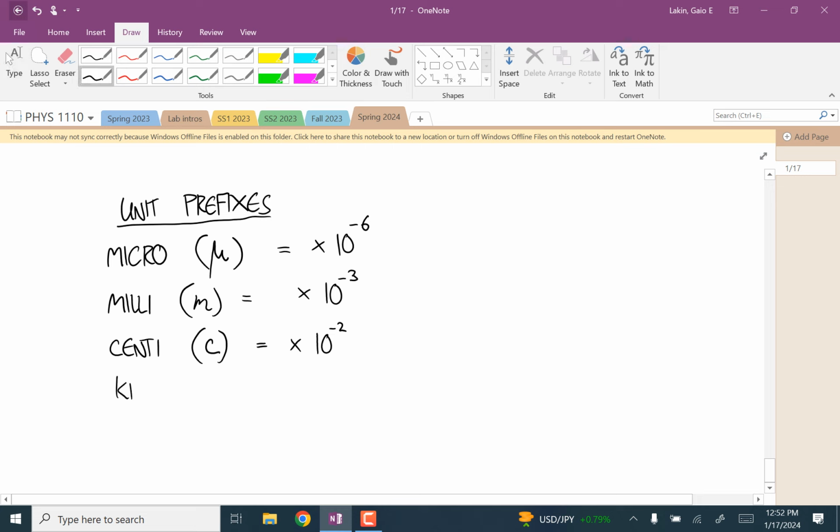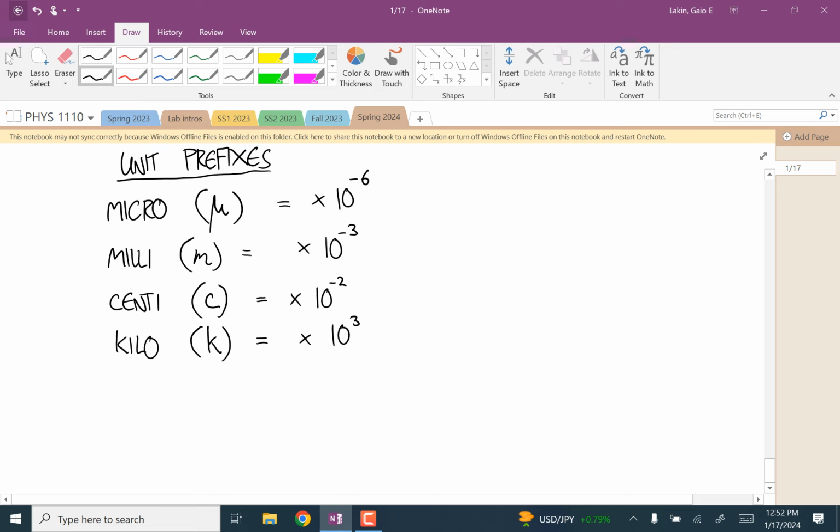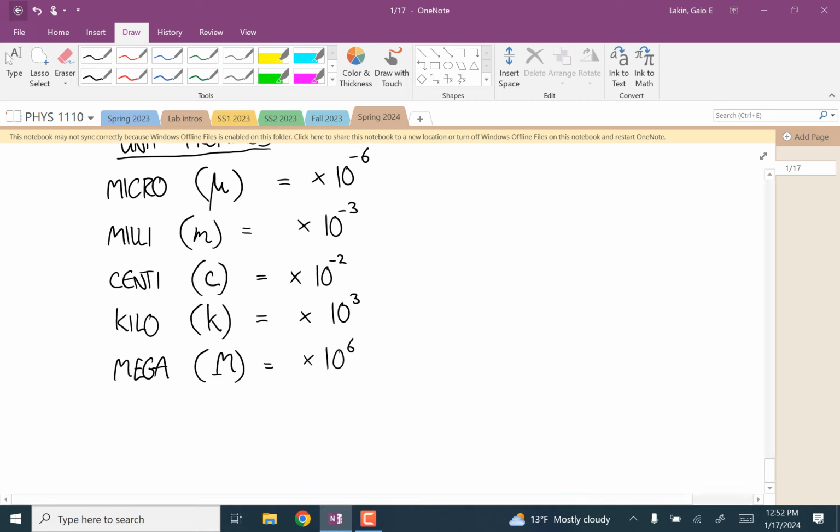Next is kilo. Denote that with a lowercase k, and that means times 10 to the positive third. And the last one that we're going to use much is mega. And that's a capital M. And that means times 10 to the 6th. But then when you talk about computer-related stuff, giga means times 10 to the 9. Tera means times 10 to the 12. And those are other ones that you've heard.